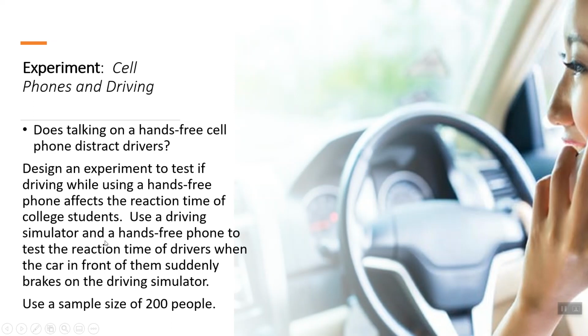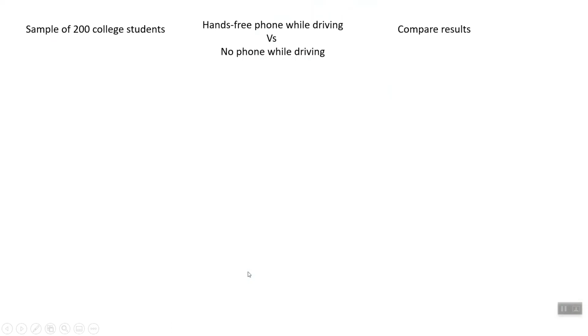Use a driving simulator. So we're not actually going to drive them into things. So use a driving simulator and a hands-free phone to test the reaction time of drivers when the car in front of them suddenly brakes. On the driving simulator, use a sample of 200 people. Okay, so we've got a driving simulator. The car in front of you suddenly brakes. We probably want to check the reaction time. Yep, reaction time.